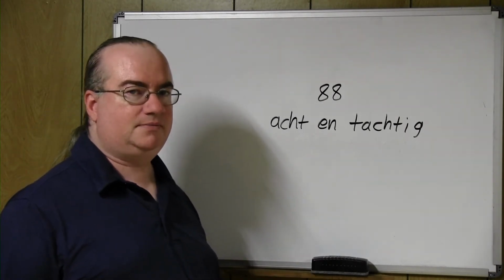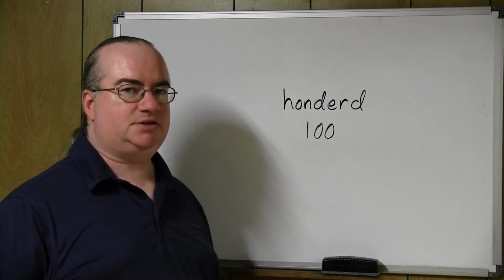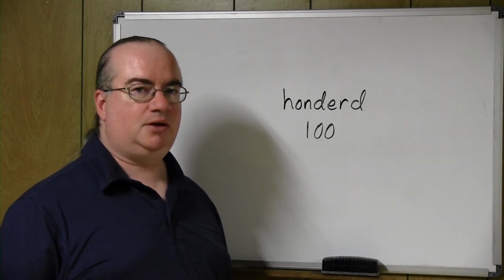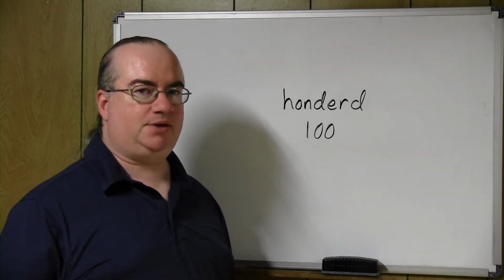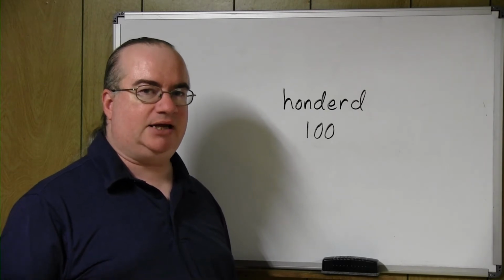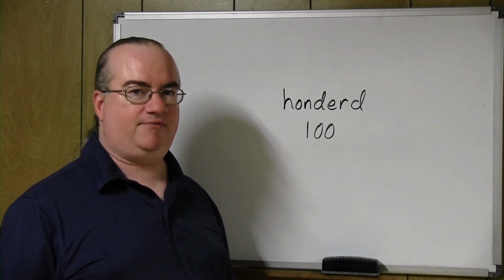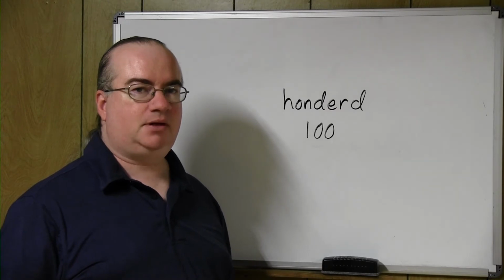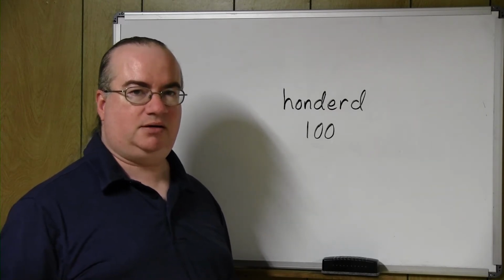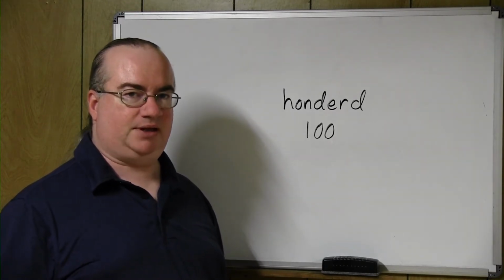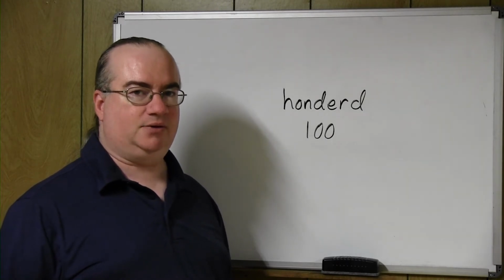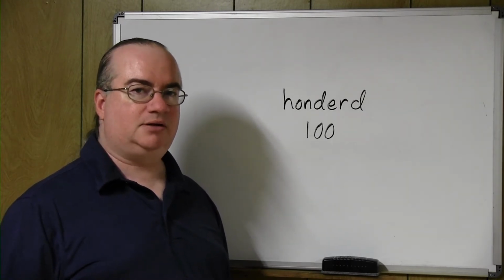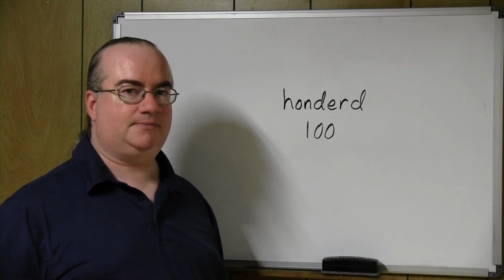Achtentachtig. Now moving into the hundreds, this is pronounced 100. Honderd. You'll notice that we don't say one hundred. We just have honderd. When we do 200 and on, we'll add the number plus the 100. So 200, 300, 400, etc.